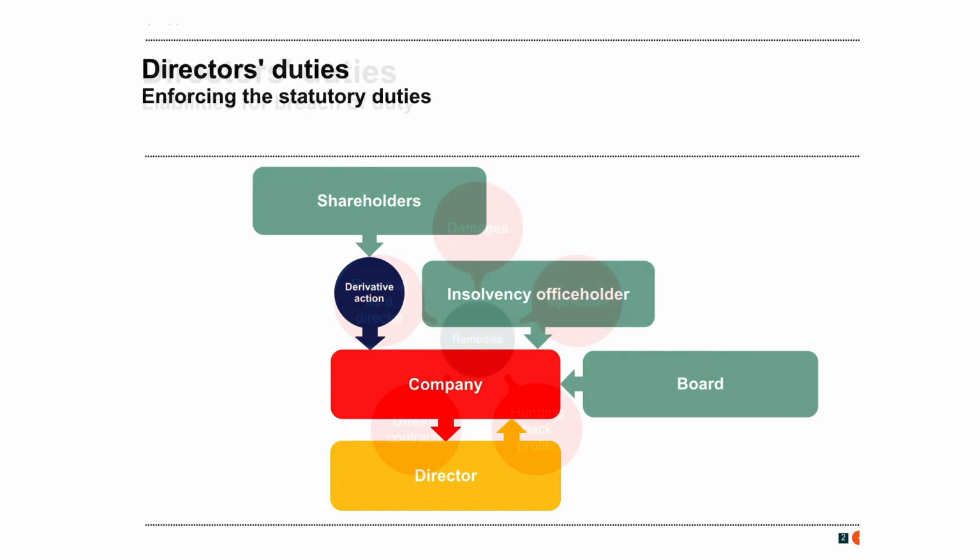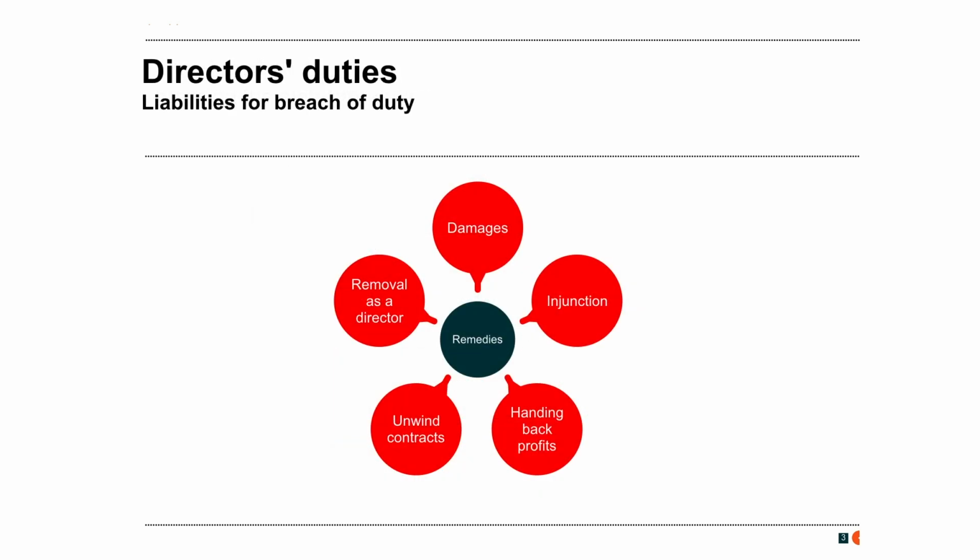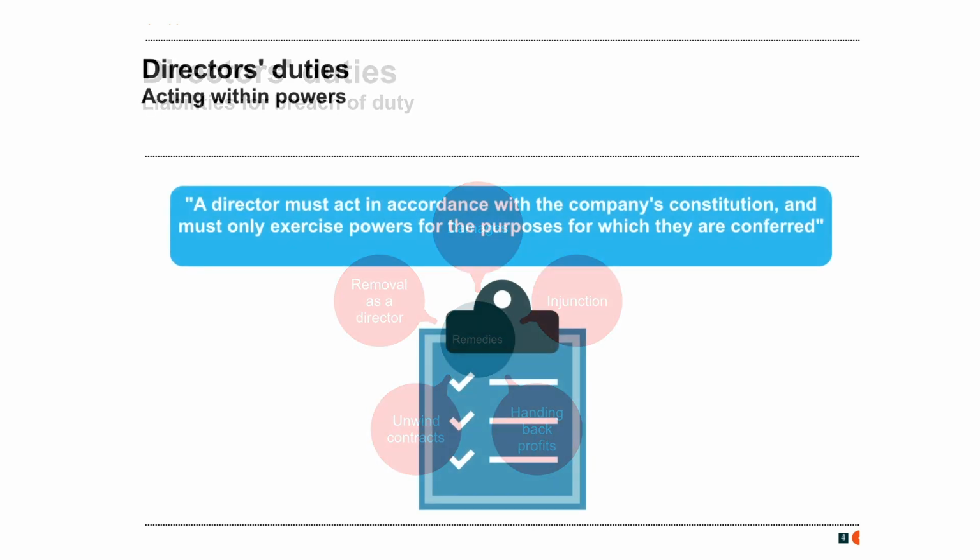The law provides for a range of remedies for breach of duty. The most common remedy is a financial claim against the director, including the payment of damages and requiring the director to pay back profits they have made through the improper use of opportunities or other information belonging to the company. Other, less common remedies include court orders to restrain acts which would otherwise be a breach of duty, and the setting aside of transactions tainted by a breach of duty. Now let's look at the duties themselves.